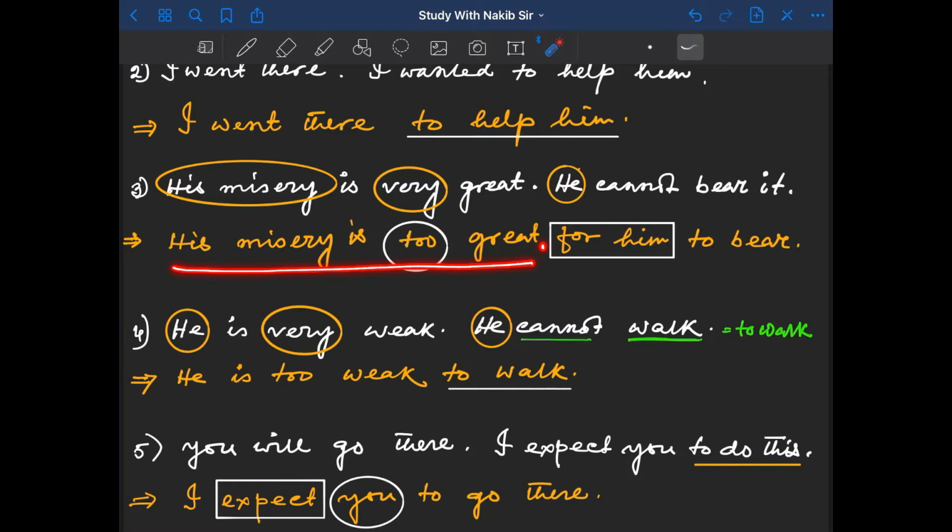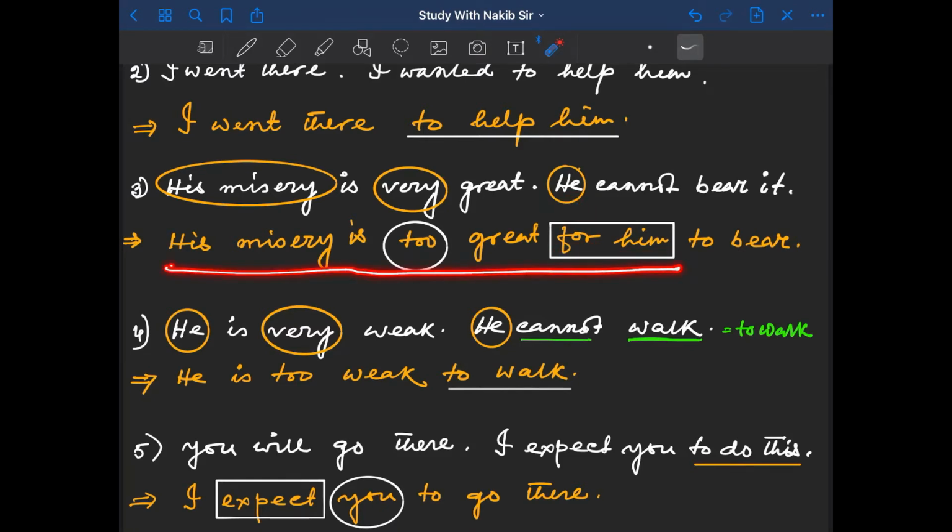And here comes the beginning of the second sentence, and see that the subject is he, which is different. So we will put this subject just after great, as an object to a preposition. Remember this, object to a preposition. It is an object, so he becomes him, and this is a preposition. A suitable preposition here is for. So he became for him. So the sentence is his misery is too great for him.